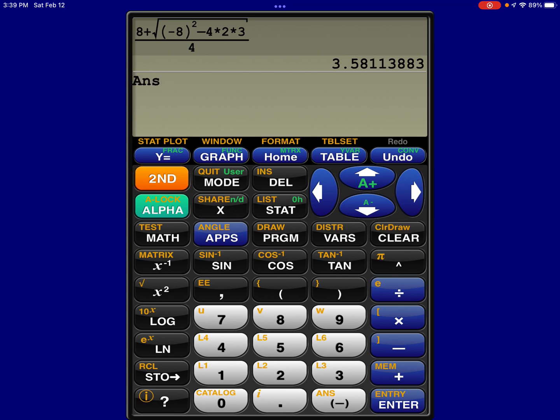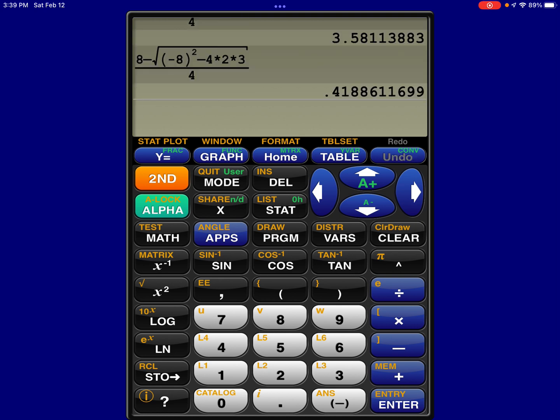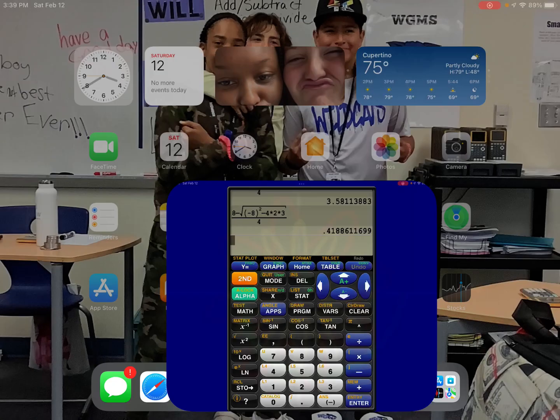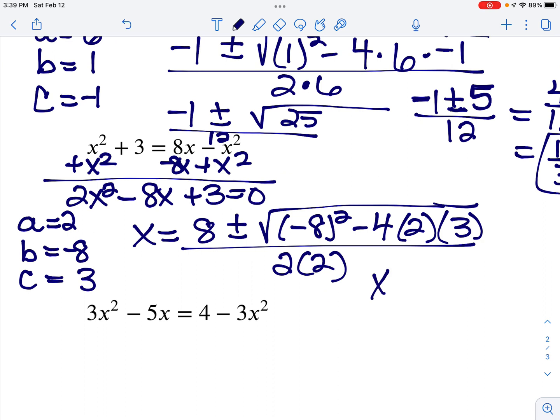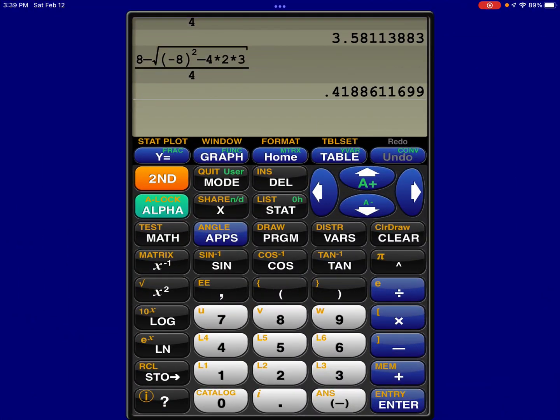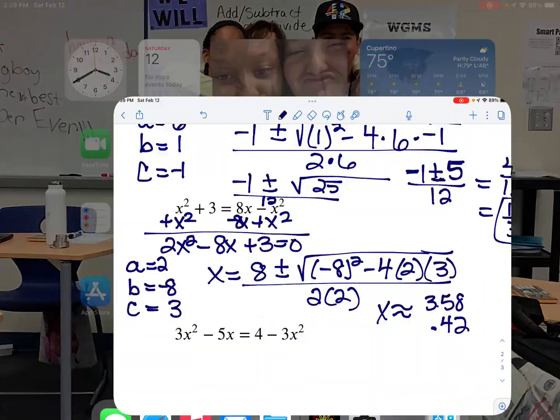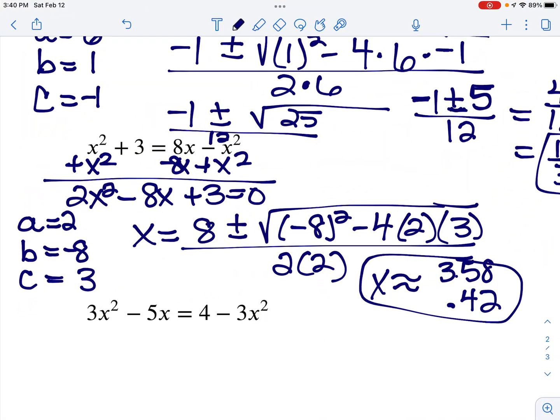And then I'm going to do second enter, and back up, and change that to a minus sign. Hit enter. So x is approximately 3.58 and 0.42. Okay, so that also had two real solutions. So the discriminant was positive.